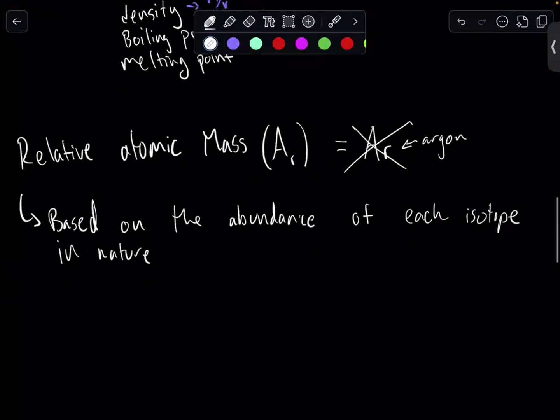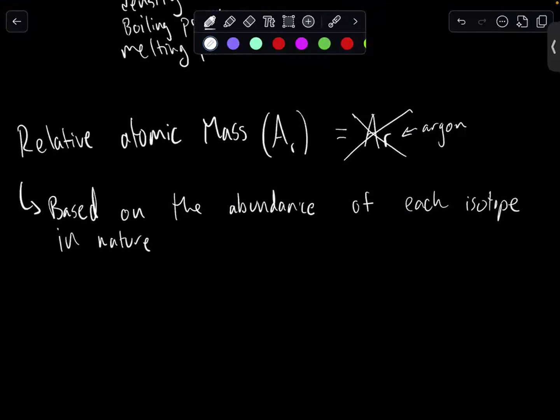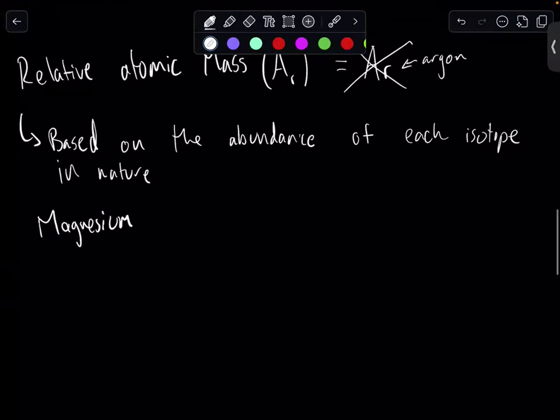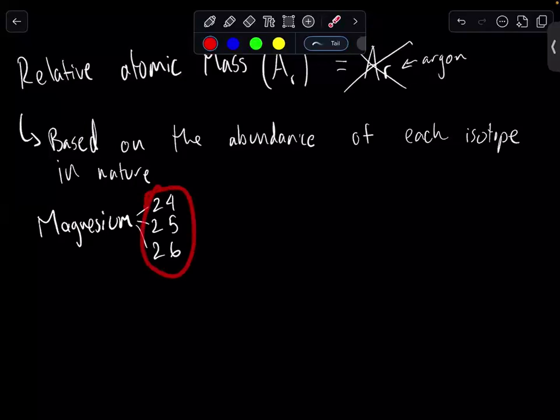So to really understand what that means, I think the best way to do it is by using an example. So let's look at magnesium. In nature, magnesium exists as magnesium 24, magnesium 25, and magnesium 26. So if you were to find an atom of magnesium, you would find one of these three types, 24 having a mass number 24, 25 having a mass number 25, and 26 having a mass number of 26.